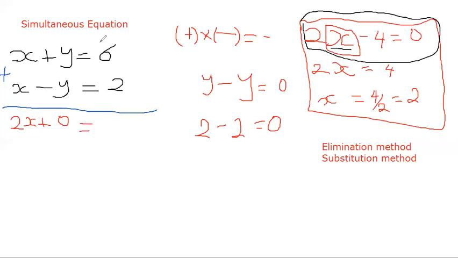Is equal to 6 plus 2. What is 6 plus 2? 8. Good. Now, you can see 2x plus 0 is 2x, because 0 is nothing, so we just remove it. Is equal to 8. Now, what is x now?